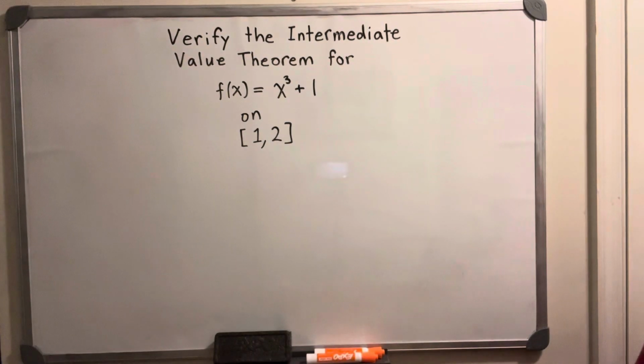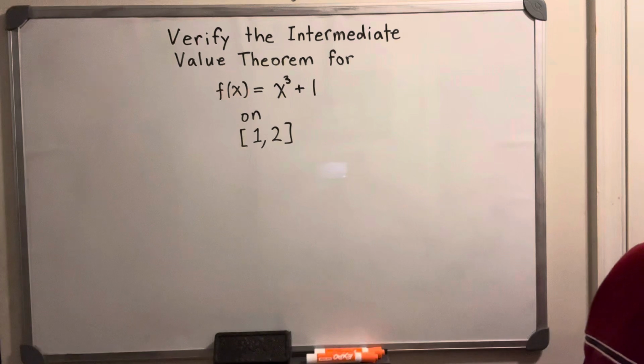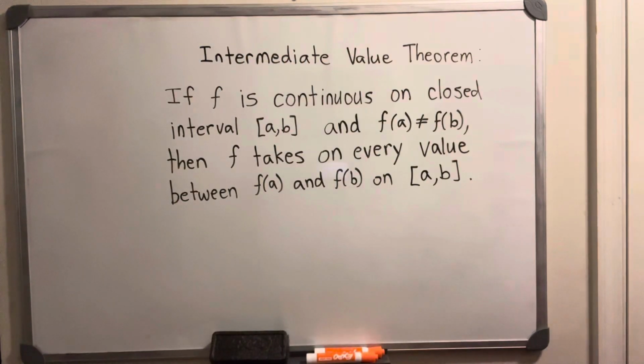This problem says verify the intermediate value theorem for the function f of x equals x cubed plus 1 on the closed interval from 1 to 2. Let's start with the statement of the intermediate value theorem, which I'll follow up with an informal description.